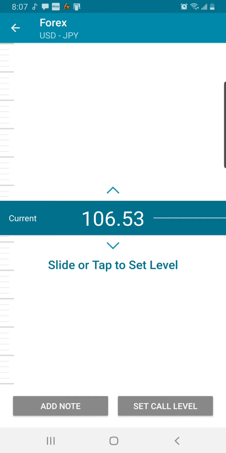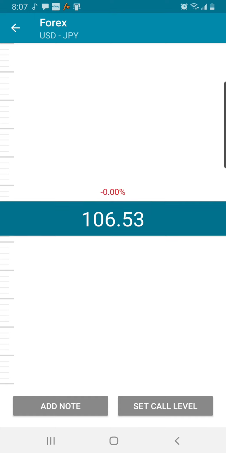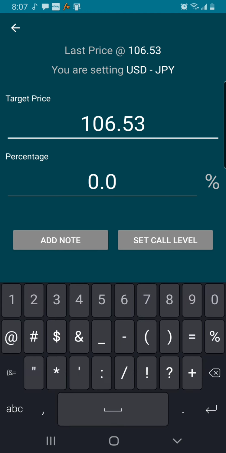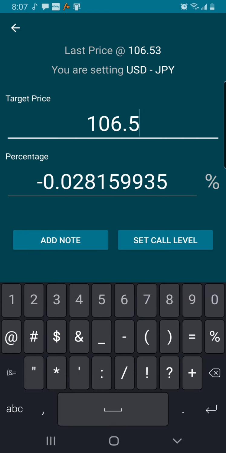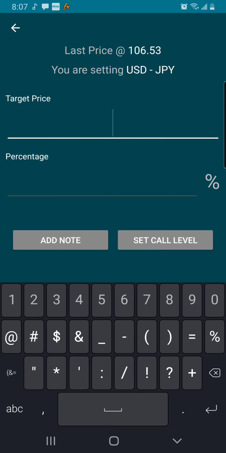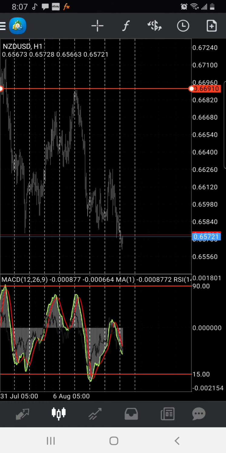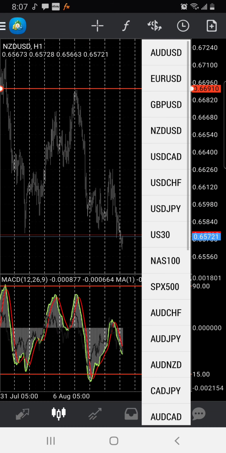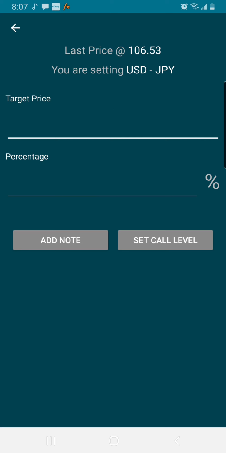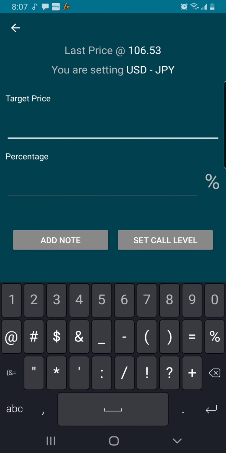that was NZD USD, but this is USD JPY. So if I want price to hit, it'll tell me the current price of where price is at right now. So it says 106.53. So if we go to MetaTrader 4, we're going to see for USD JPY, where is it at? 106.537. So here we go. It says 106.53. So that's correct.